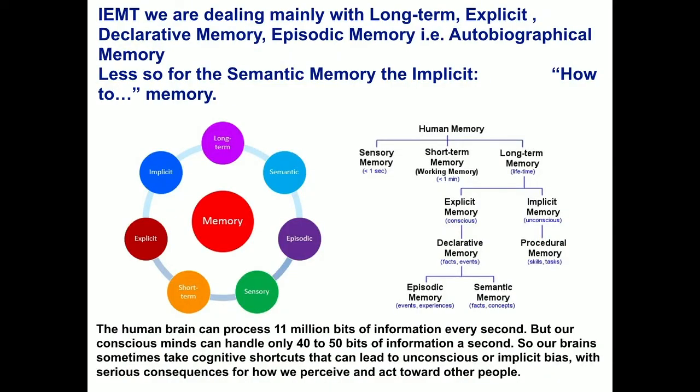So getting back to memory then. As I say, we're looking more at episodic memory. And this is an interesting fact, isn't it? The human brain can process 11 million bits of information every second. Wow, that's just amazing. But of course, our conscious minds can only handle 40 to 50 bits of information in a second. So what happens is the brain then makes these little shortcuts.